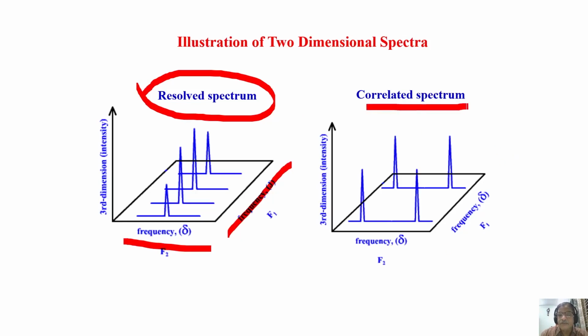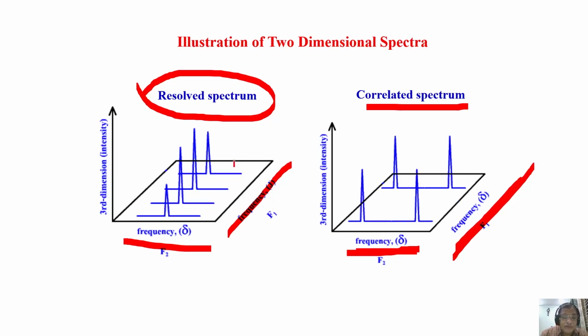This is a correlated spectrum where the frequency of one nucleus is correlated to the frequency of the other nuclei here, or the frequency of the same nuclei between two different nuclear spins can be correlated. It could be the chemical shift of one nucleus here, the chemical shift of another coupled nucleus here. That's also possible. So I gave you two examples.